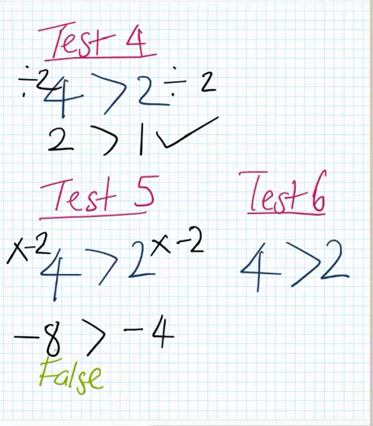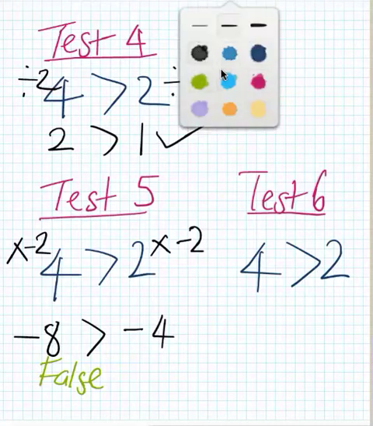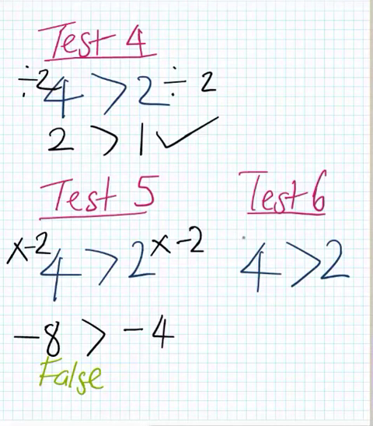Let's try dividing by a negative number and see what we get. So, test 6: if I divide 4 by negative 2, and if I divide 2 by negative 2, let's see what we get.